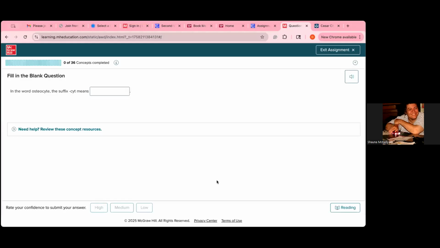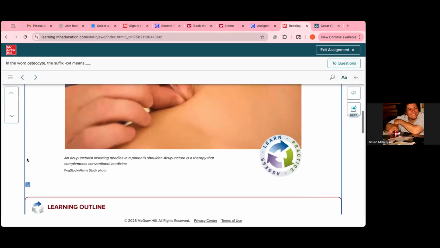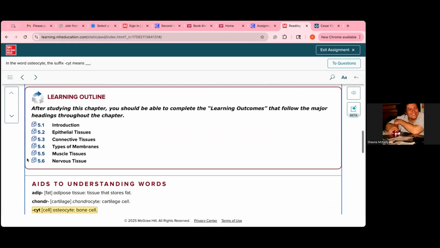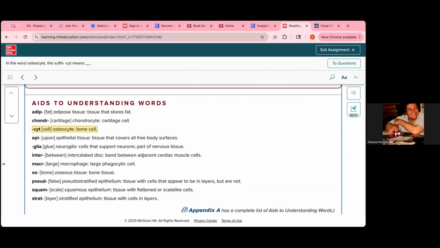In the word osteocyte, the suffix cyt means cell, as in an osteocyte is a bone cell. So CYT means cell.